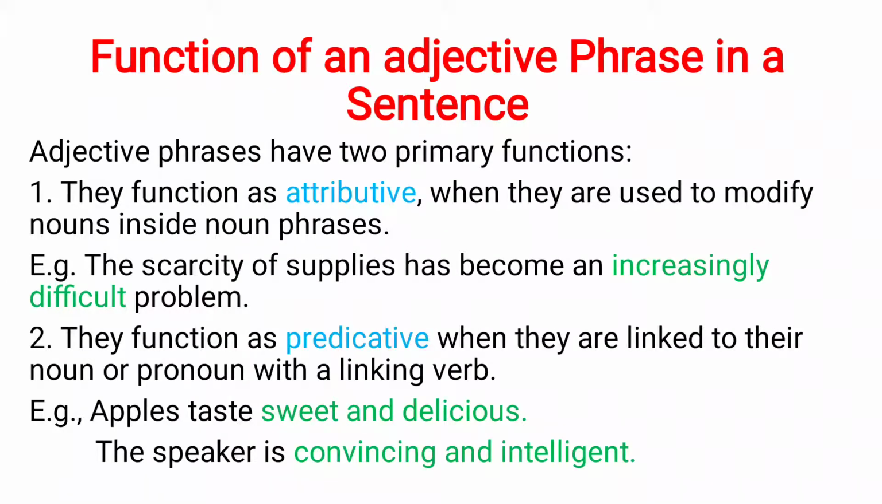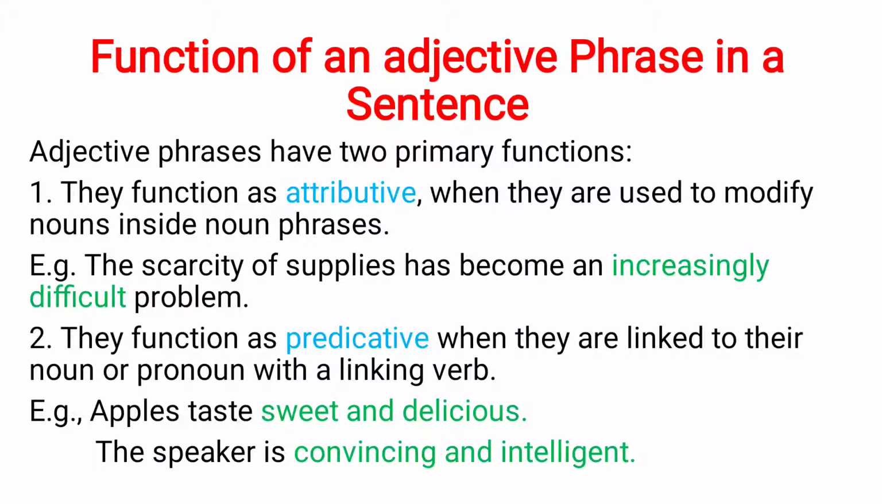Now, let us understand what is the function of an adjective phrase in a sentence. Adjective phrases majorly have two primary functions. Now, they function as attributive. Attributive means a quality or a feature or a characteristic of someone or something. So, when they are used to modify nouns inside a noun phrase, that is known as an attributive adjective phrase. So, do not get confused here. Let me explain it in detail.